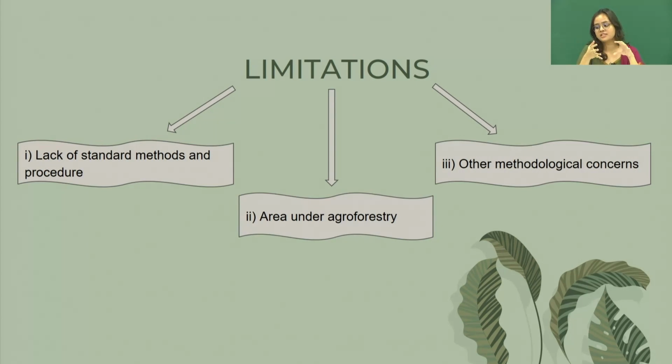The other issue is the area under agroforestry. Agroforestry is usually practiced in tropical regions of the world. The government and organizations need to promote, spread awareness and implement such systems all over the world. Other methodological concerns are related to plant species and their combinations used in specific agroforestry systems in specific regions, which need a lot of research.